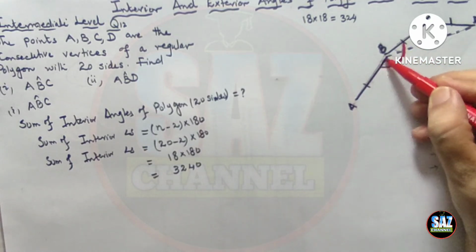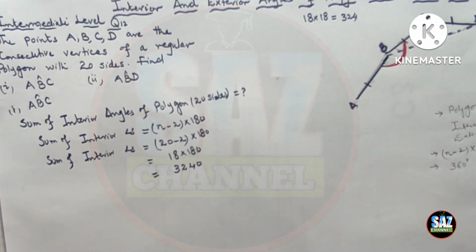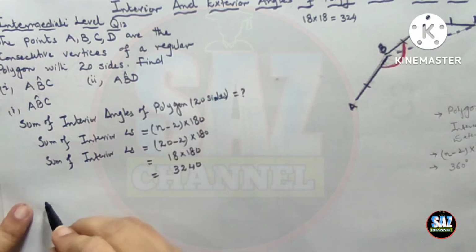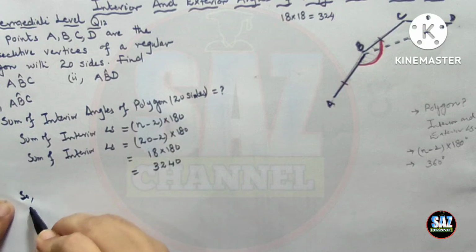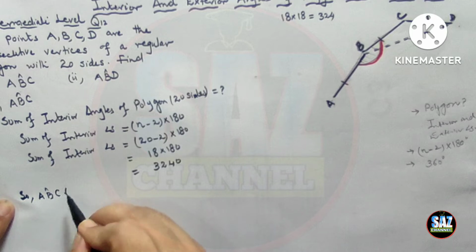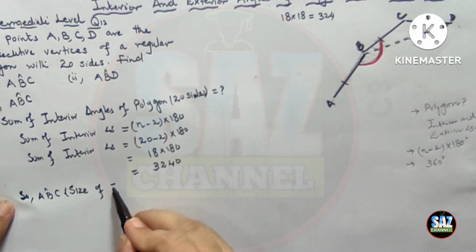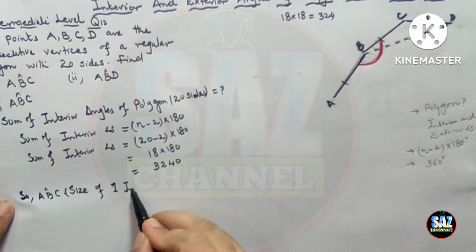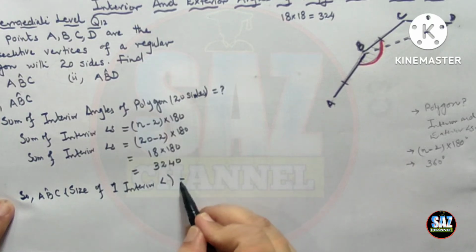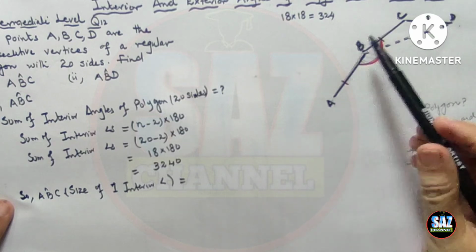But this is not the requirement of the question. The requirement of the question is angle ABC, which is one of the interior angles of that polygon. So, the size of one interior angle, ABC. What are we going to do? This is the sum of all interior angles.